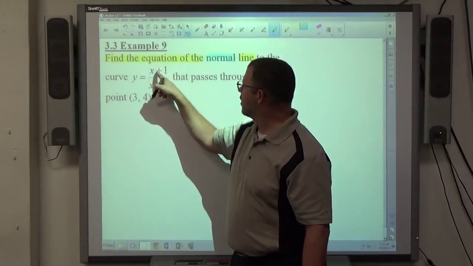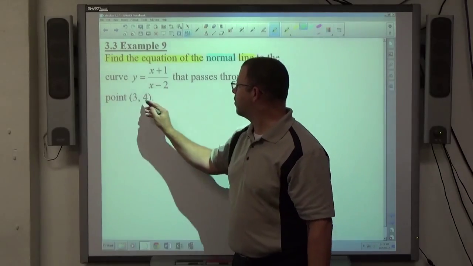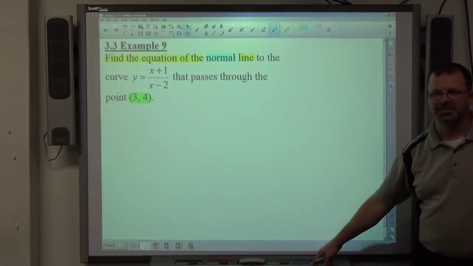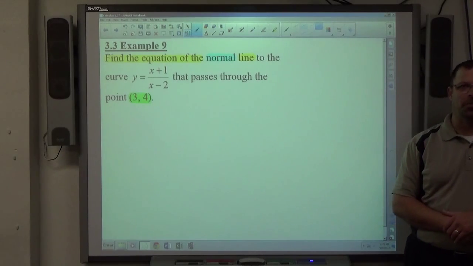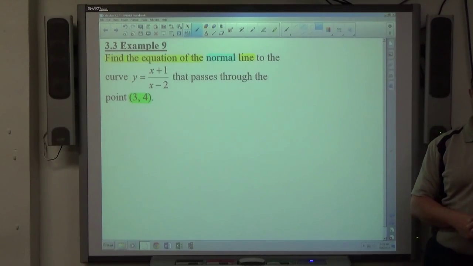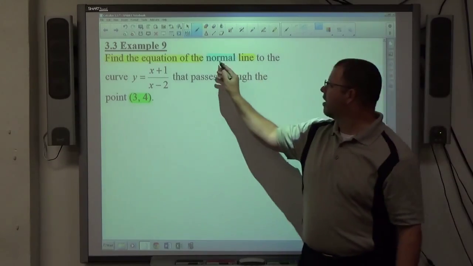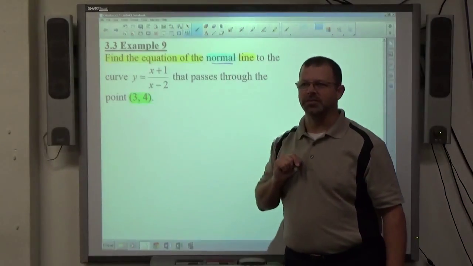And the curve is y equals x plus 1 over x minus 2, and it passes through a point, 3, 4. That's called the point of normalcy. Since we're trying to find a normal line instead of the tangent line, it's the same point. It doesn't matter. It depends on what we're trying to find. If we're trying to find a normal line, that's the point of normalcy.